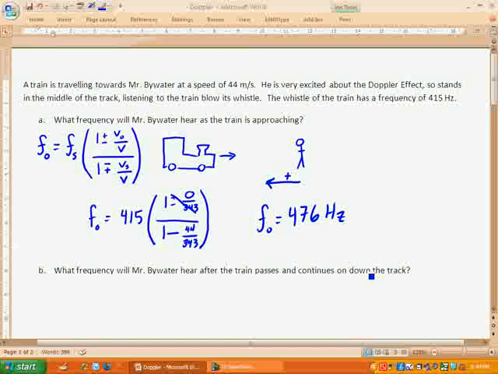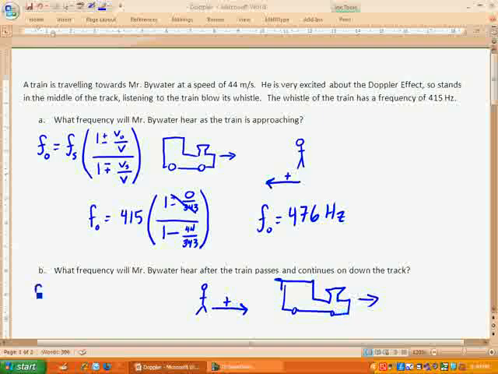Okay, so now we've got the man, right? There's me. The train is now passed and is continuing on. So there goes the train. It's going on past. Now our convention is still that the observer towards the source is positive. Okay, so this is going to change things a little bit.